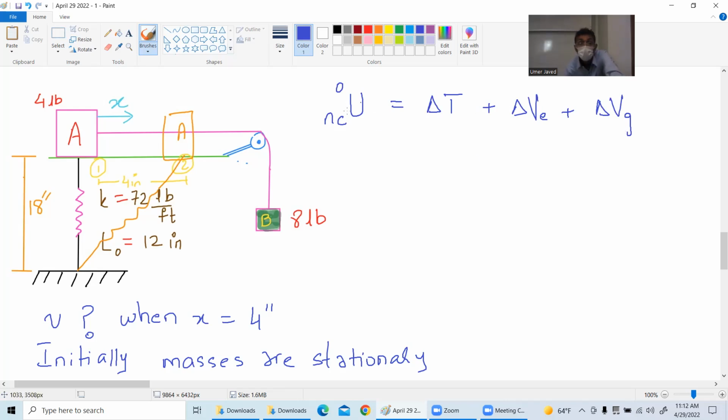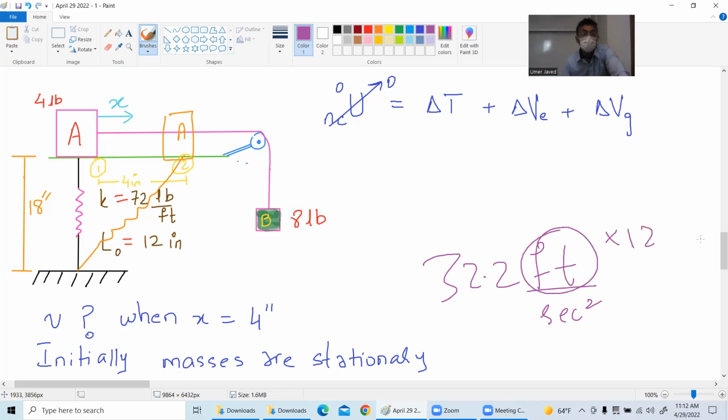The gravity constant was 32.2, right? 32.2, very good. And its unit was feet per second square. So we have to divide this by 12 to get the inch per second square, right? Because if they are making a calculation, you will have to multiply this feet with 12 if everything is in inches.